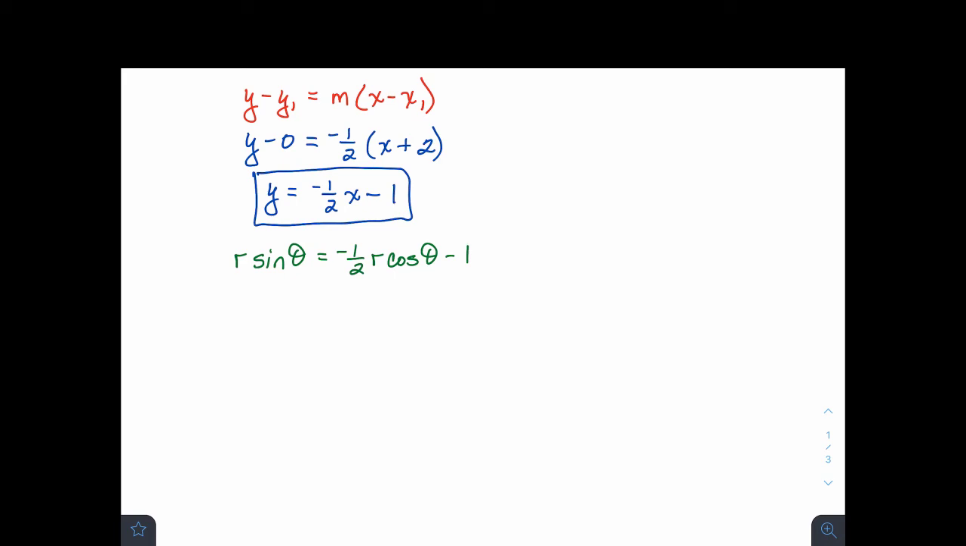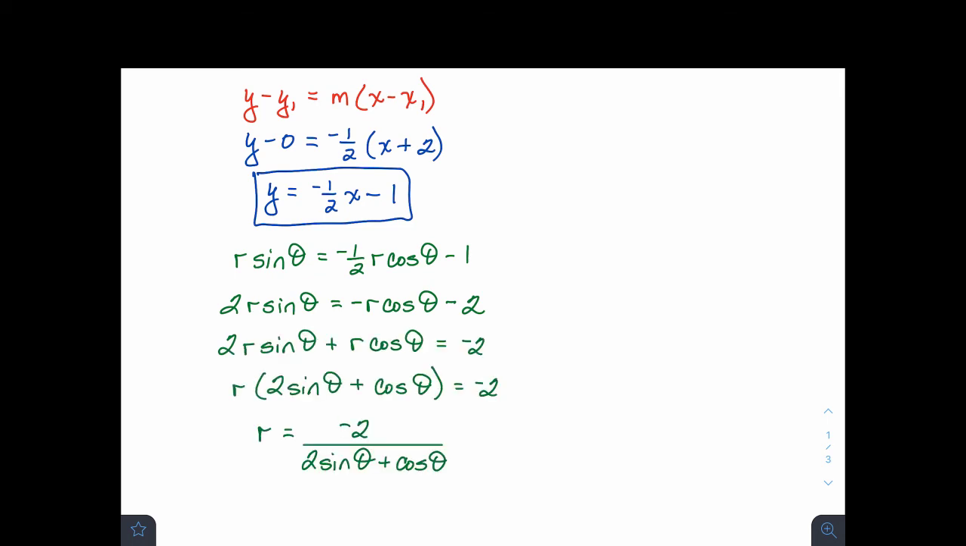I think I'm going to multiply through by 2 to eliminate that fraction. And now it's simply a matter of gathering the terms that have an r in it on one side of the equation so that we can eventually solve for r. And factor out that r, and we find in the end that r is equal to negative 2 divided by the quantity 2 sine of theta plus cosine theta. That then would be the equation of the tangent line in polar form.